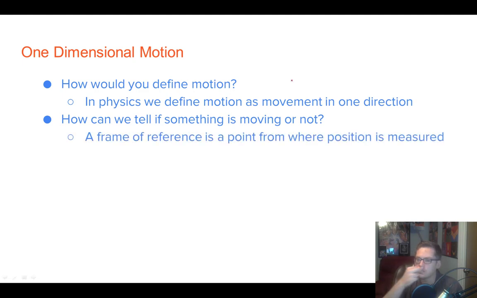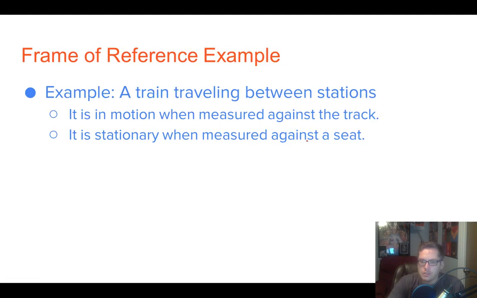So in physics, we use what is called a frame of reference. This reference point is very important. It's where we do all of our measuring. It doesn't really matter where you set it, you just always need to be consistent. For the most part, it's going to be pretty obvious where it is, but always keep in the back of your head where we've established our reference point. For example, a train traveling between stations is in motion when you're measuring its motion in relation to points on the track as it goes by, but when you're measuring it against the seats, it's not moving at all.